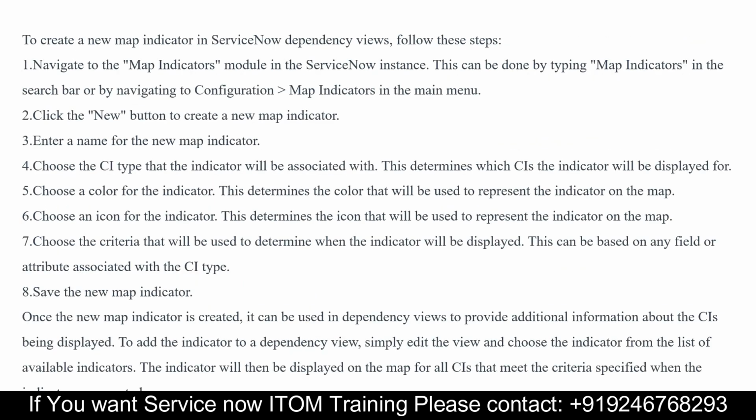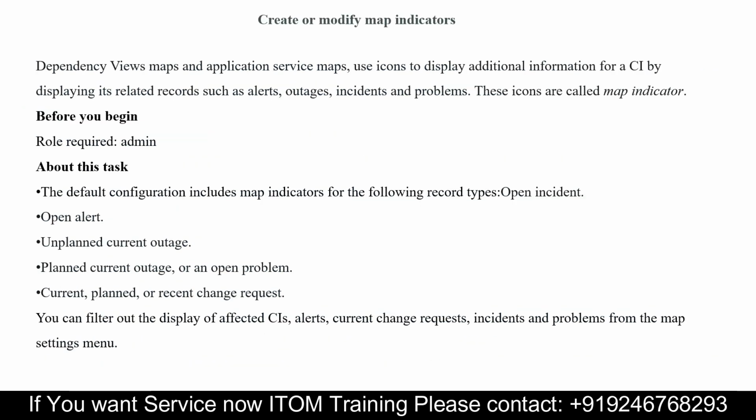Okay, so these are the map indicators I gave to you. You can just read these points. These are examples of map indicators, ServiceNow dependency views I gave to you. You can just create the map indicators, just now what I said, how to create it. You can identify the CI as well as what kind of icons we need to keep and what kind of criteria we need to keep. Each and everything as per what we discussed just now. So as per that, you can create one indicator.